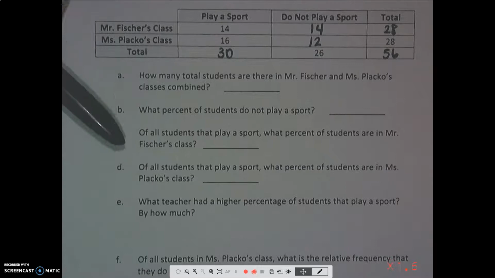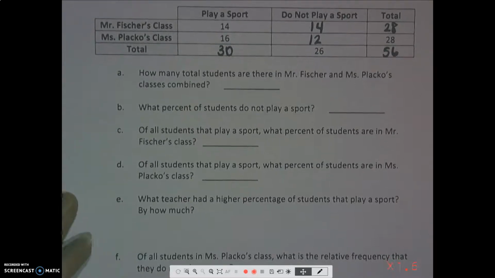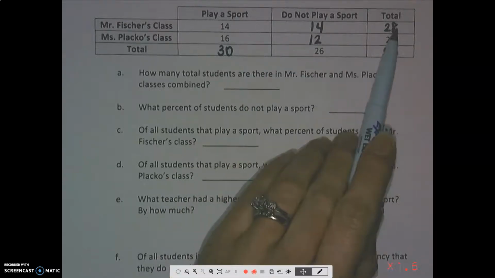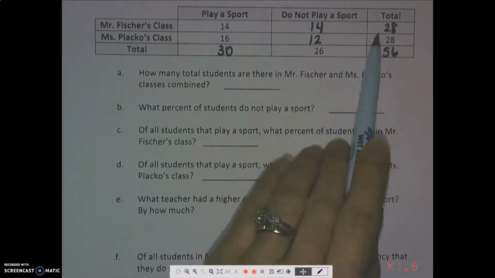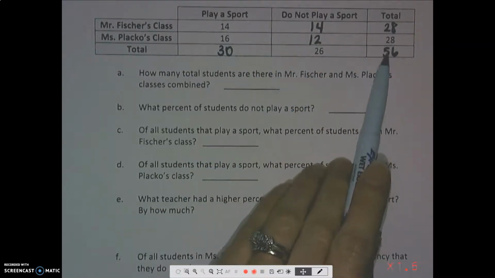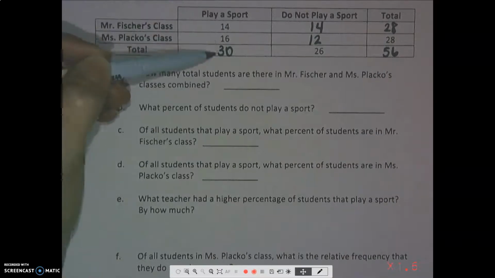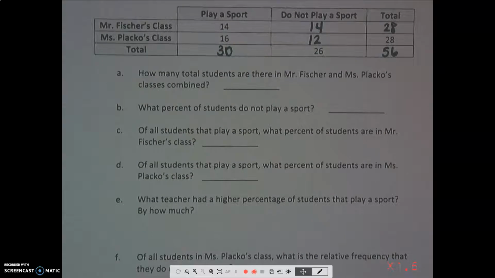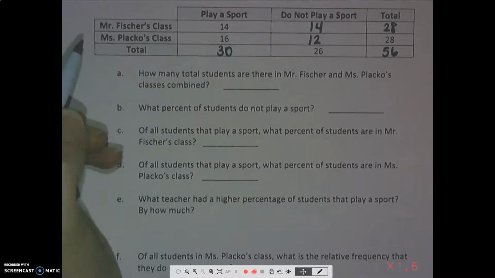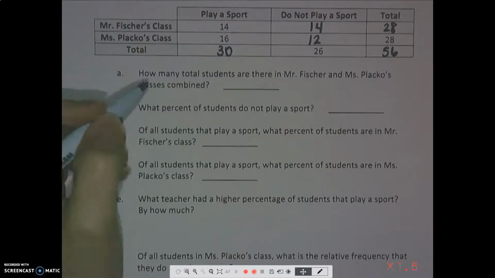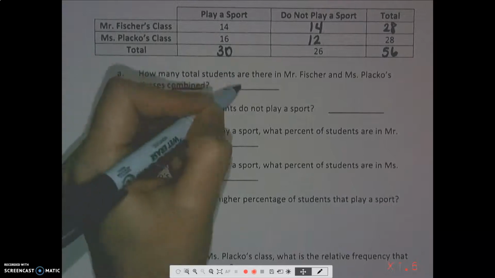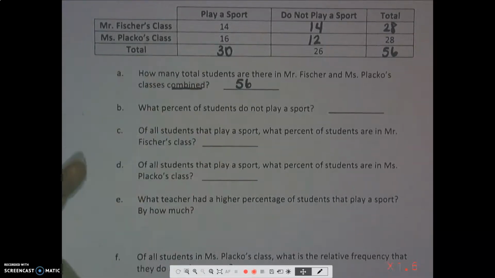Now I went ahead again and filled out the chart, keeping in mind that these have to add up. So the rows add up to this total over on the right-hand side, and the columns have to add up to be the number below. Okay, so keep that in mind as well. All right, how many total students are there in Mr. Fisher's and Miss Placco's classes combined? So that means every single student that is accounted for would be 56.